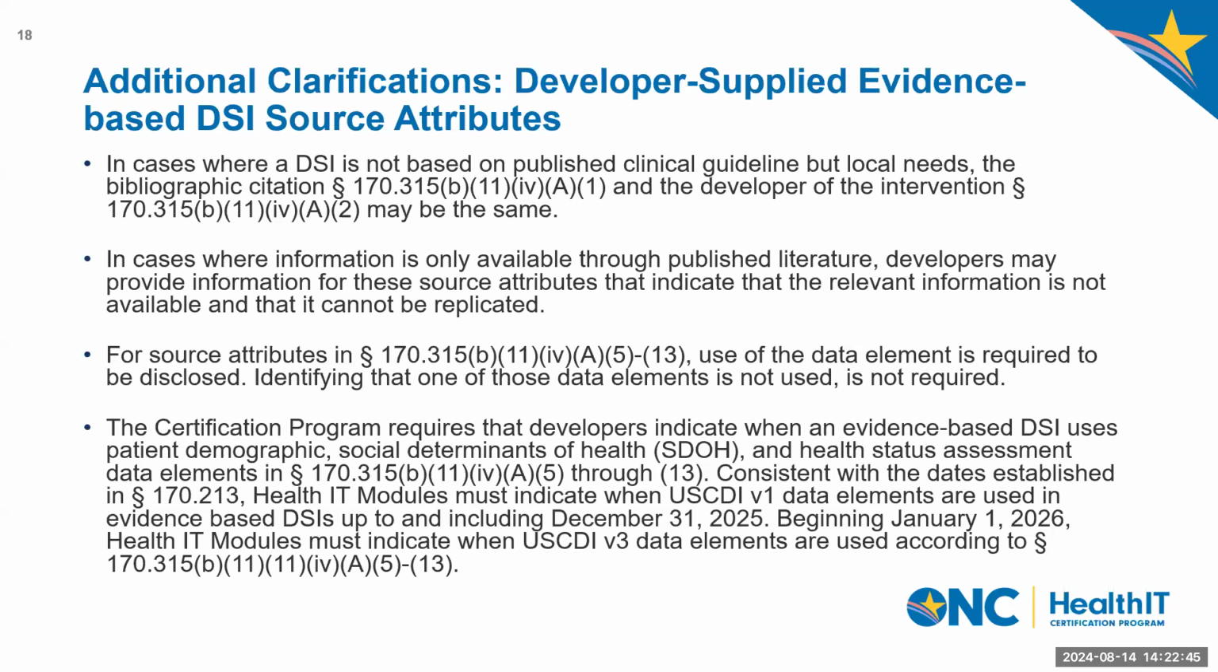This is consistent with the dates established in section 170.213. Health IT modules must indicate when USCDI version 1 data elements are used in evidence-based DSIs, and they must do this up to and including December 31st of 2025. Beginning January 1st of 2026, Health IT modules must indicate when USCDI version 3 data elements are being used.